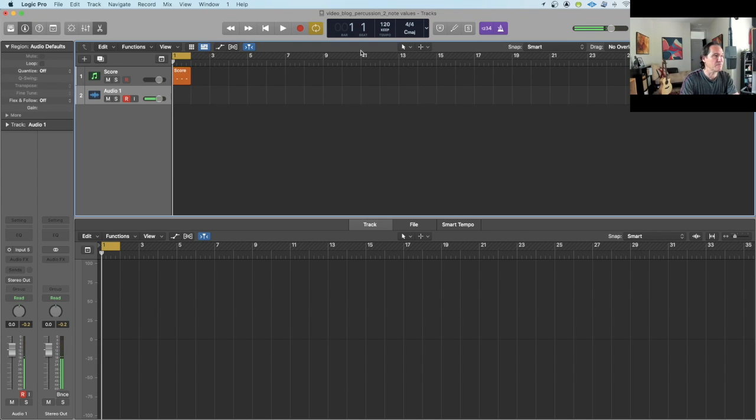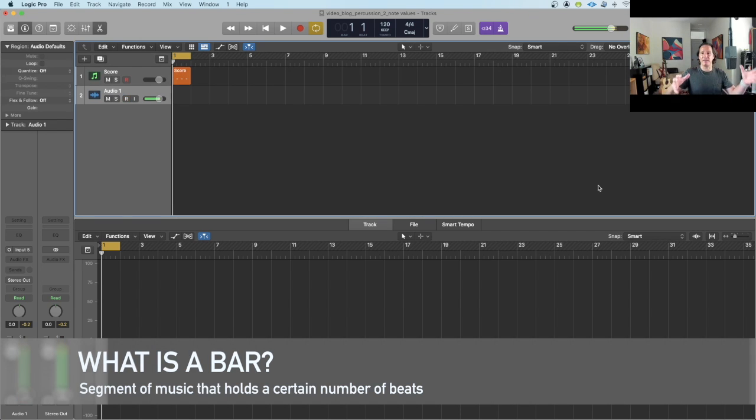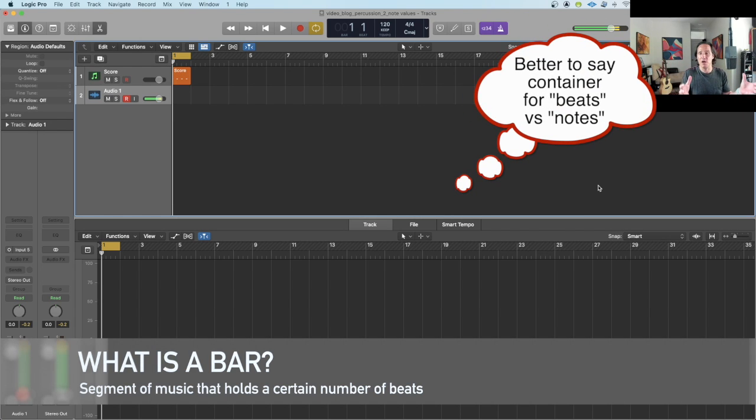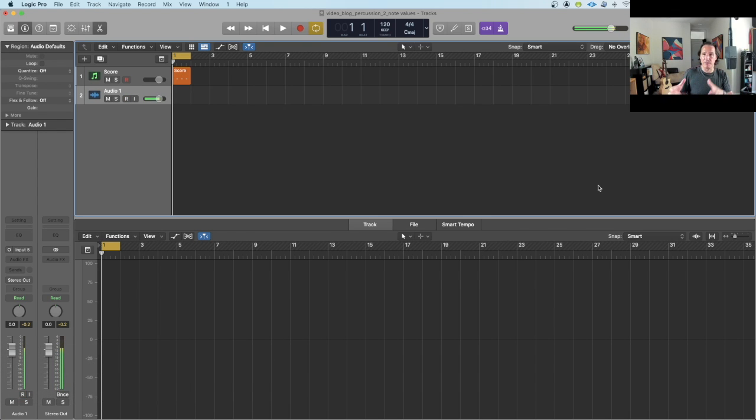And then bar here, and this is when we're going to start to dive into more traditional concepts. A bar is kind of like a container of notes. We have a certain number of notes that we put in the bar, and we're going to talk about that in a minute. But it's like a way of segmenting out the music.